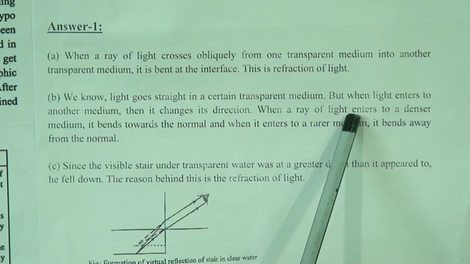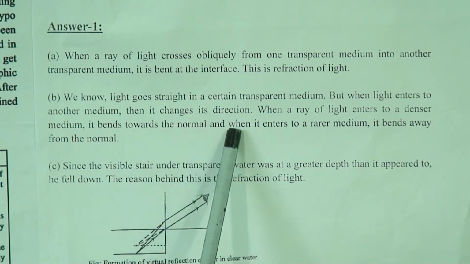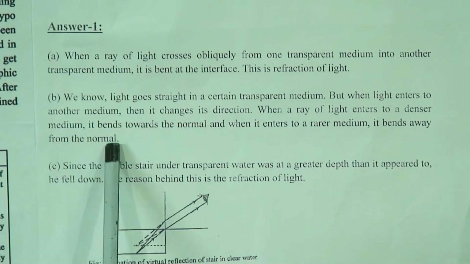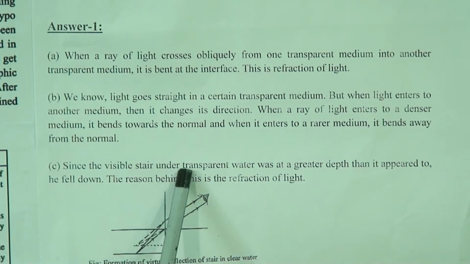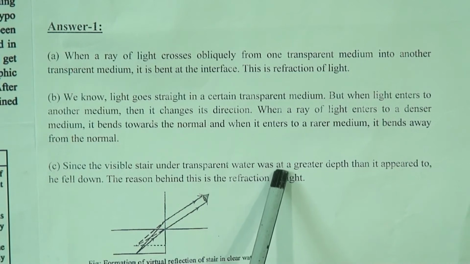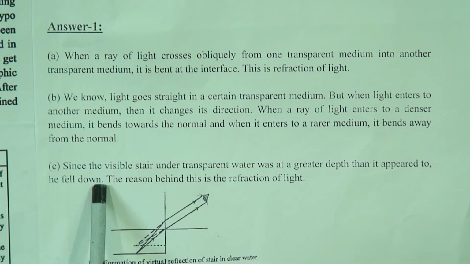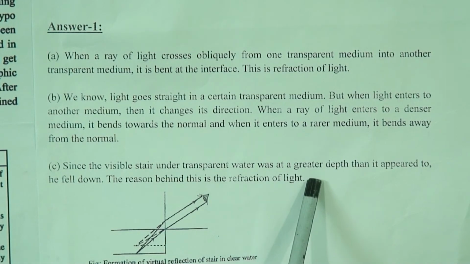When a ray of light enters a denser medium, it bends towards the normal, and when the light enters a rarer medium, it bends away from the normal. Now, the question was C, explain why Anis fell in the pond. The answer is, since the visible stair under the transparent water was at a greater depth than it appears to, he fell down. The reason behind this is the refraction of light.